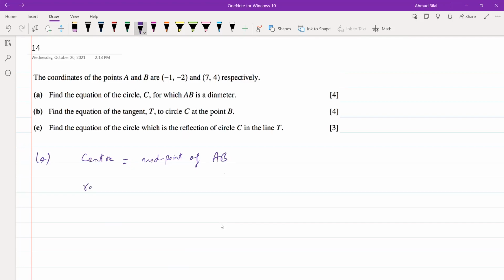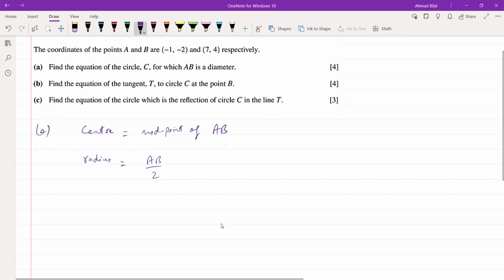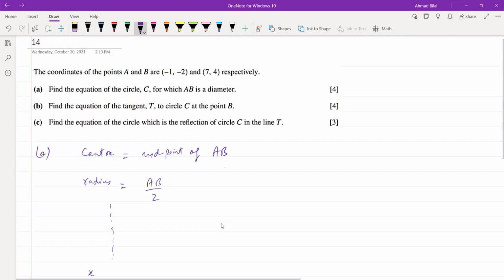Radius will be distance over 2, right? So you'll find the distance AB, divided by 2. That will be the radius. You can write down the equation of the circle then. Can anyone tell me what the equation of the circle is? You can just look at the marking scheme and tell me what the results are.